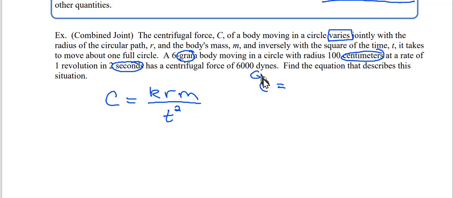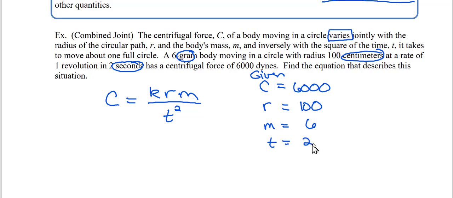We are given that C, centrifugal force, is 6,000 dynes. I'm just going through the variables here. The K is a constant, it's an unknown constant at the moment. R is the radius, that is 100 centimeters. M represents the mass, that is 6 grams. And then T is 2 seconds. It takes 2 seconds to go 1 revolution.